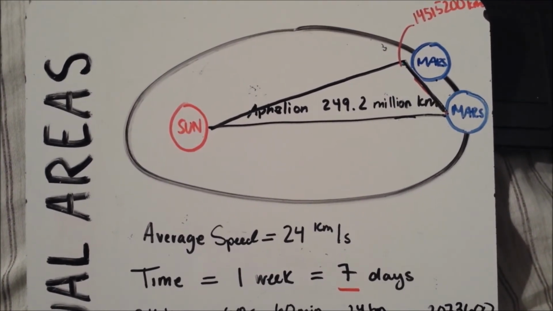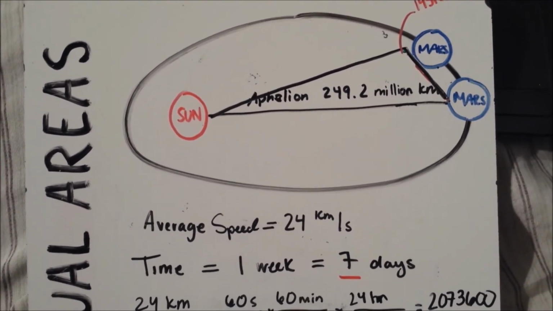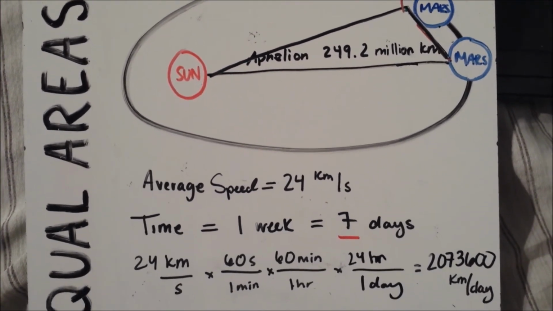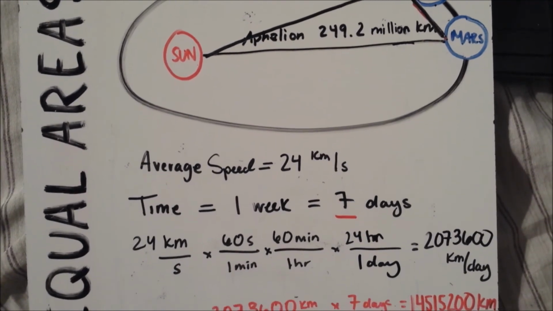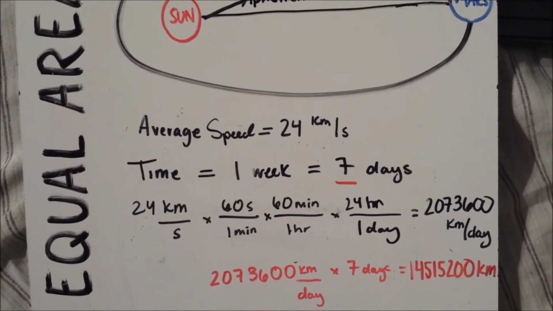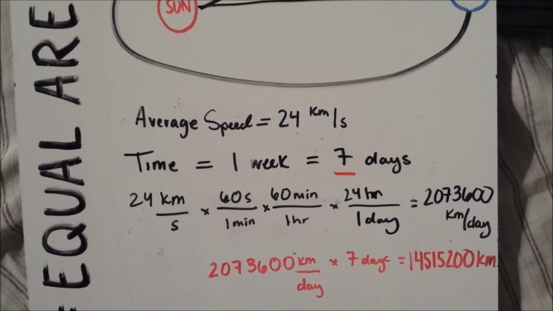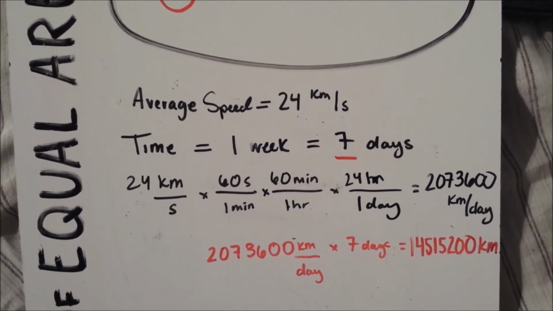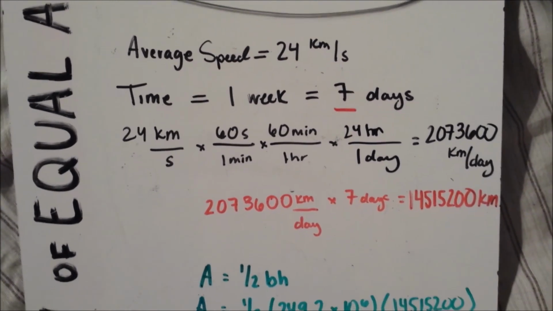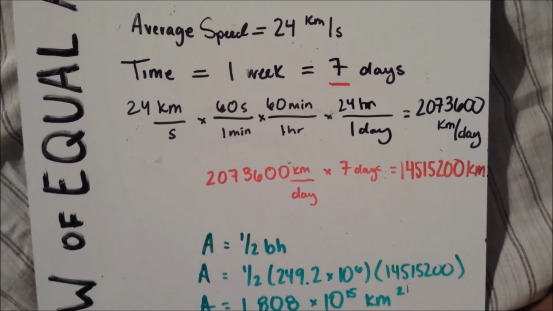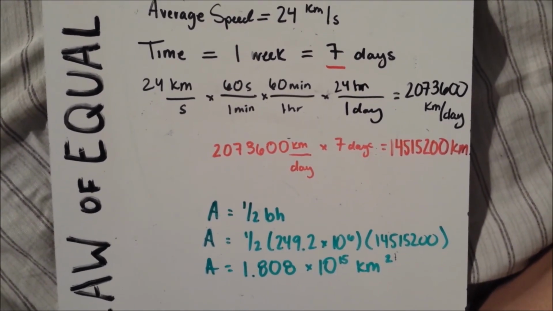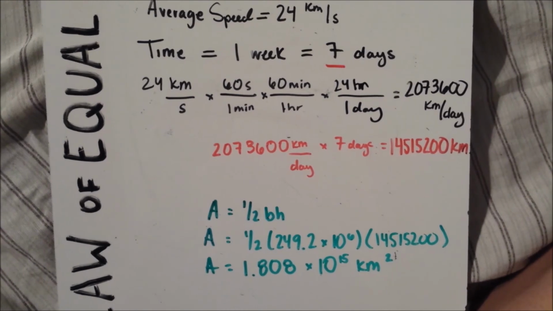The physics problem I made is finding the area of the planet Mars from the aphelion after 7 days. The average orbital speed of Mars is 24 kilometers per second. Using dimensional analysis, I found that the average speed with the unit day is 2,073,600 kilometers per day. Because the problem wants the position of Mars after 7 days, you multiply the number you just got by 7, and you get 14,515,200 kilometers, which is the height.